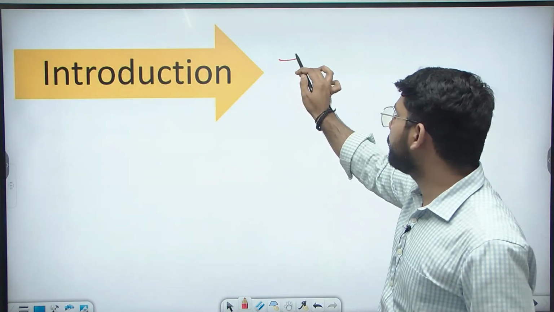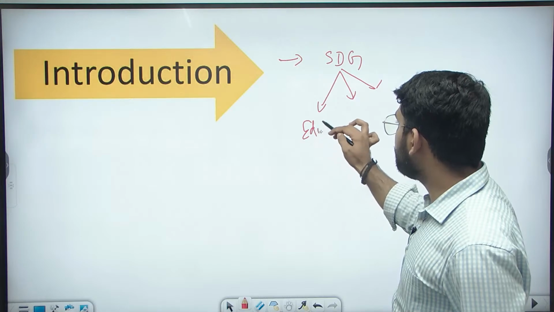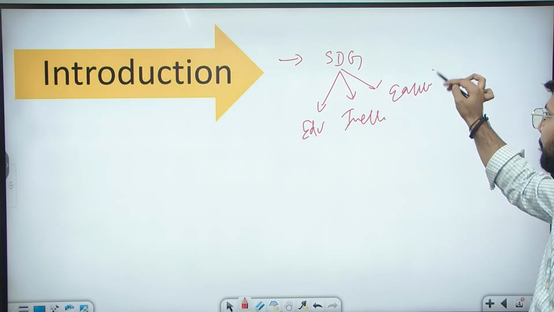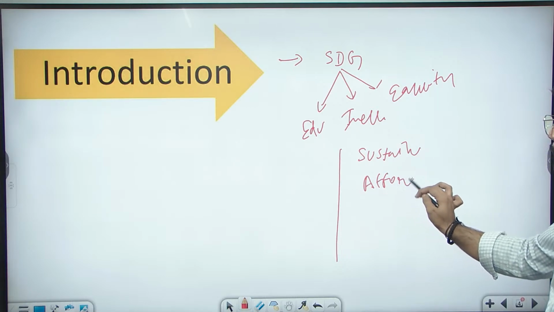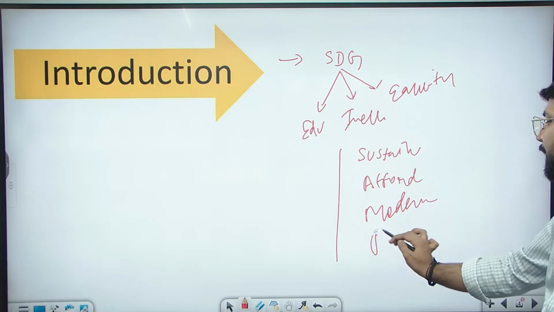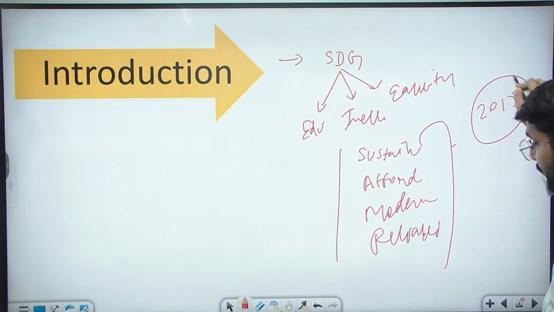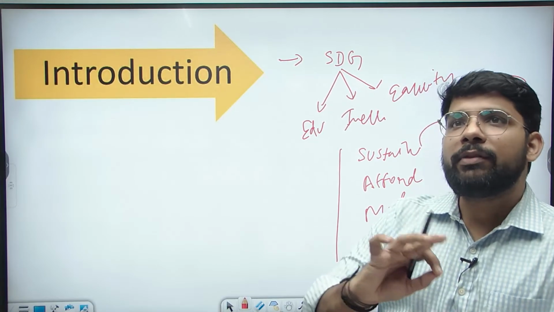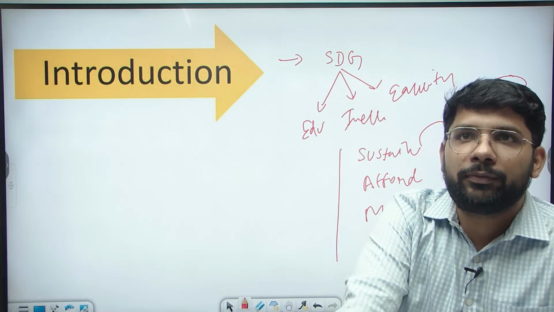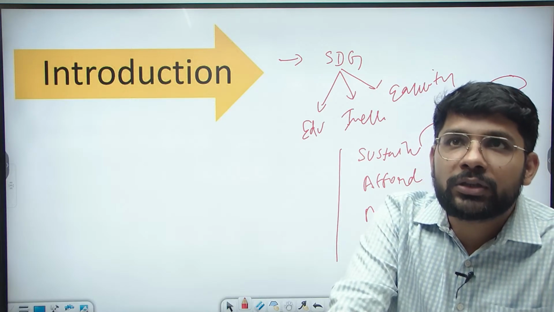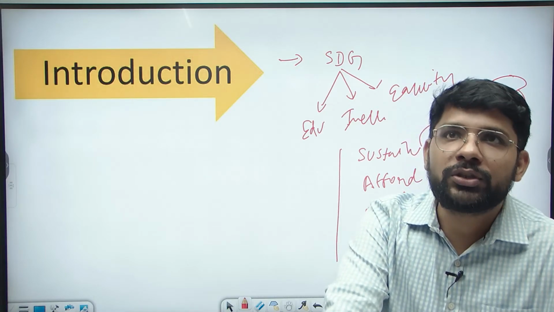So in the introduction you will write about the sustainable development goals and their linkage with inclusive growth, education, equity, and how sustainability, affordability, modern energy and reliable energy, which was adopted in 2015, is helpful in achieving the sustainable development goal. So whenever we are writing the introduction in the paper, the question essence should be in the introduction itself. जो क्वेश्चन पूछना चाहता है वो आपके इंट्रोडक्शन में रिफ्लेक्ट होना चाहिए. Otherwise, it will be considered a very general introduction if you are not reflecting the question demand in the introduction itself.